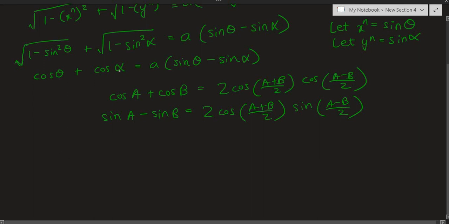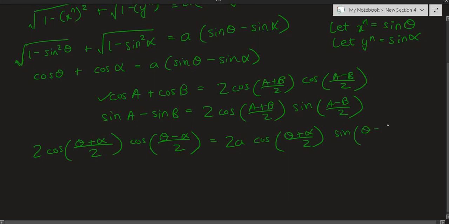So now we can use formula number 1 here to end up with 2 times cosine of (theta plus alpha) divided by 2 times the cosine of (theta minus alpha) divided by 2, being equal to 2a times the cosine of (theta plus alpha) divided by 2 times the sine of (theta minus alpha) divided by 2. The 2's will cancel out, and so will these cosine of (theta plus alpha) divided by 2 terms. So all we are left with is cosine of (theta minus alpha) by 2 being equal to a times sine of (theta minus alpha) by 2.